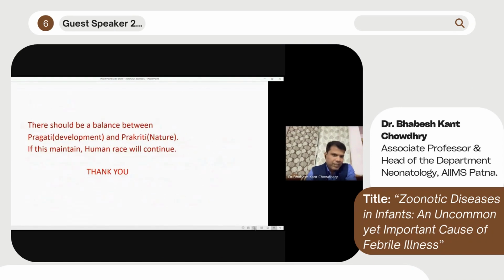Next. So, zoonosis is ancient, as both humans and animals have lived together, but recently, with increasing development and cutting of forests, many animals who lived in the forest now have to live forcefully along with humans, and that is why many diseases which were initially common to animals are now coming to human beings. So there should be a balance between pragati, development, and prakriti, nature. And if this is maintained, then humanity will continue. Otherwise, there is a chance of destruction.